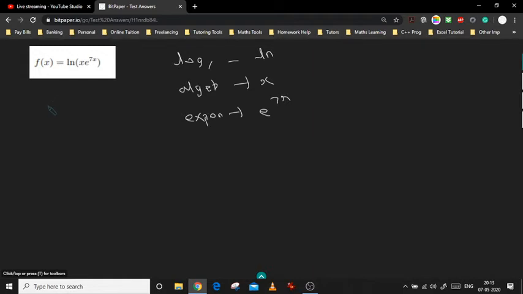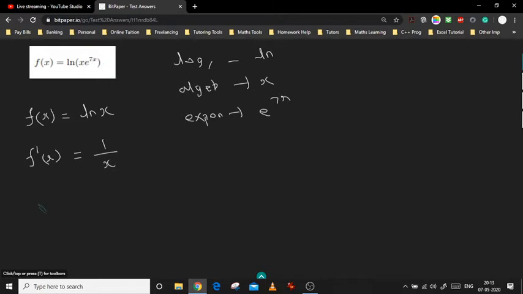We need to apply the differentiation rule for the natural logarithm. Suppose this is the formula, or this is the rule. If f of x equals the natural logarithm of x, then f dash of x is simply 1 upon x, or 1 over x. However, we don't see a simple x here.